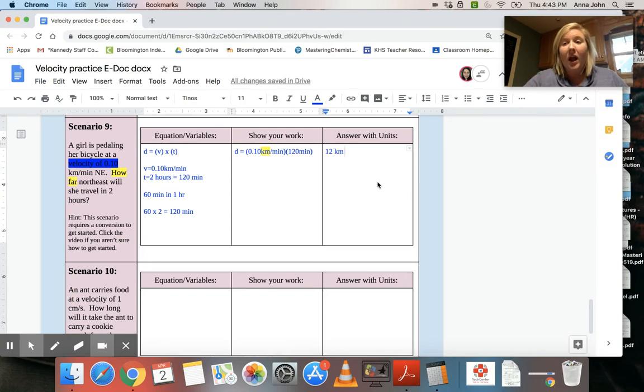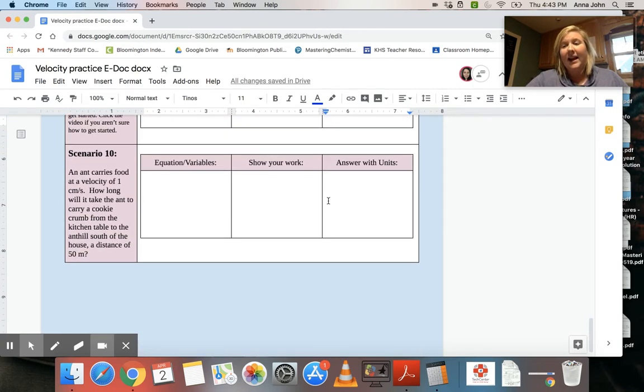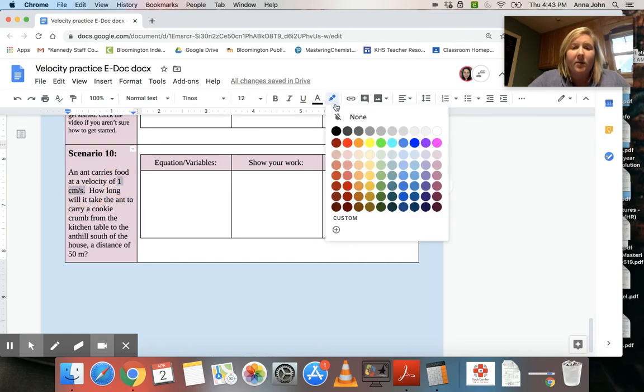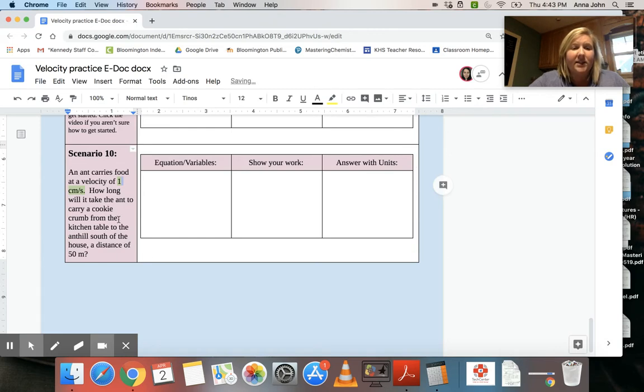Okay, I'm going to start you off on the next problem because I see a slightly different conversion. An ant carries food at a velocity of 1 centimeter per second. I'm going to highlight that. How long will it take the ant to carry a cookie crumb from her kitchen table to the anthill south, a distance of 50 meters? I have centimeters in one and meters in the other, so I'm going to have to do some metric converting.